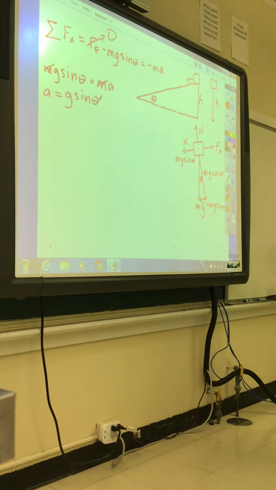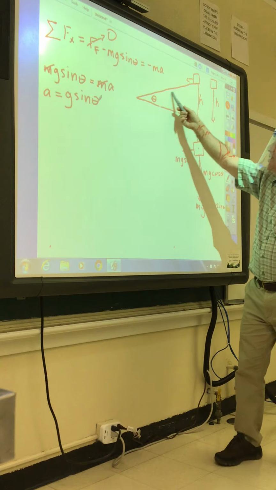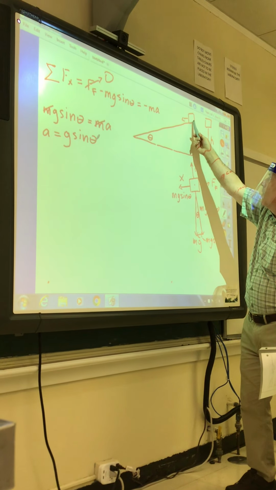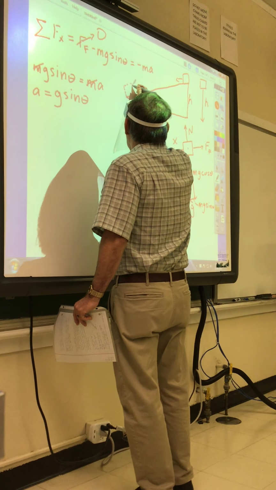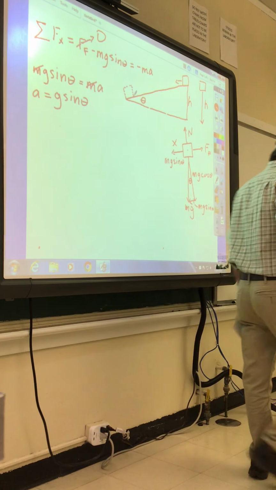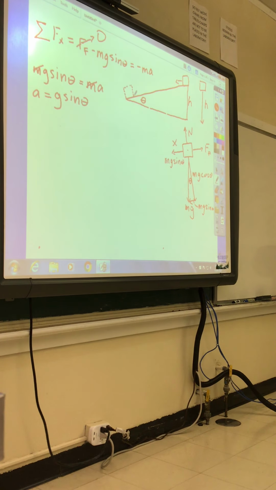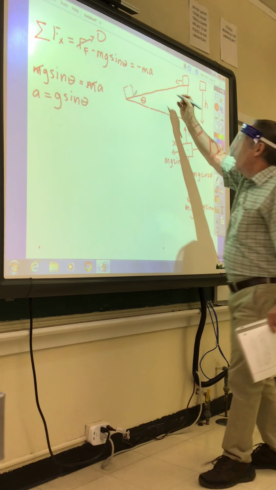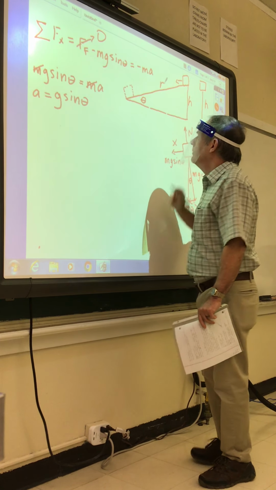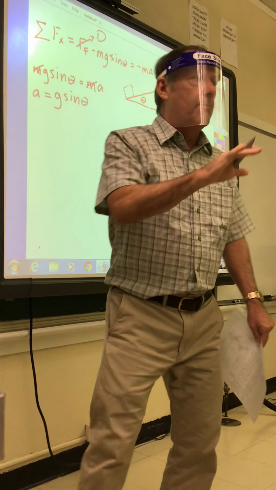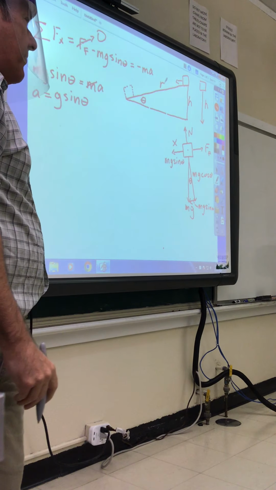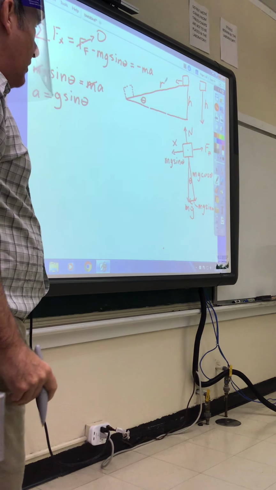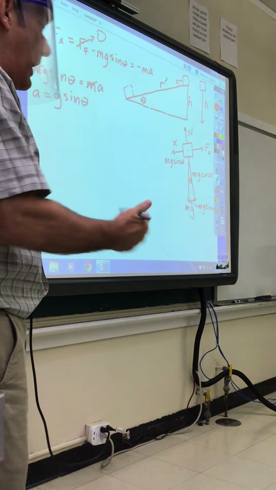So we're going to be interested in this distance here, because this block has to go from here all the way down to here. It slides all the way down to the bottom. So we need to know what that distance is. We'll call it R. The distance of the plane. Now R is not H. H is the vertical distance. R is not the horizontal distance either. R is that distance in that plane.